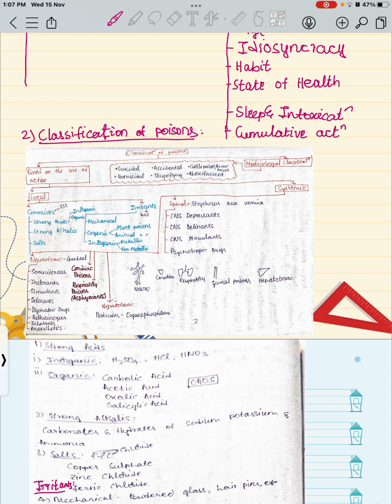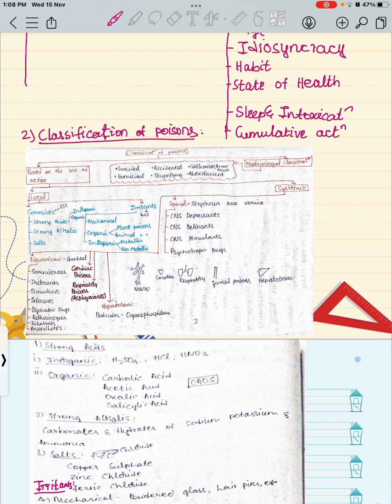Systemic poisons are poisons that affect the systems such as neuro, cardiac, respiratory, spinal, and hepatotoxic, that is, liver-affecting poisons. Coming to neurotoxins: somniferous, inebriants, stimulants, deliriants, psychiatric drugs, hallucinogens, inhalants, and anesthetics are the neurotoxins, or cerebral poisons, which affect the brain.